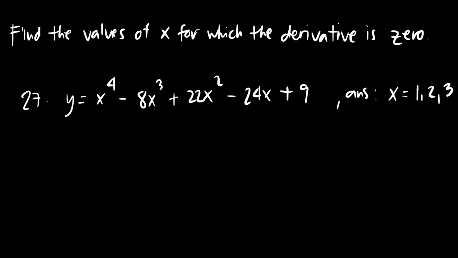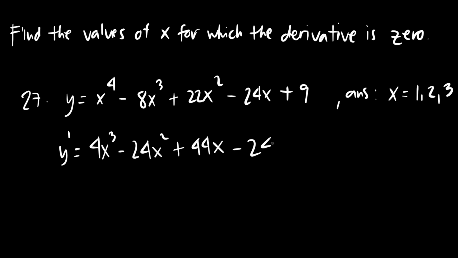So for number 27, find the values of x for which the derivative is 0. So we'll get the derivative of this one and equate it to 0. We'll have y prime is equal to 4x cubed minus 24x squared plus 44x minus 24. After this, we will equate it to 0.